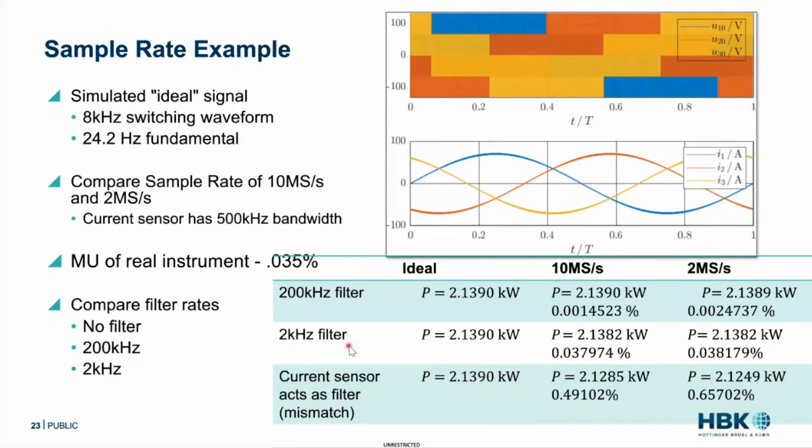Now let's look at a 2 kilohertz filter. Let's say I want the fundamental. All right, cool. Well, at 24 hertz, we're getting a lot of the rotational harmonics as well. 10 megasamples per second, 2.318 kilowatts. 2 megasamples per second, 2.318 kilowatts. These are the exact same number. Really, really identical here. So again, we're seeing almost the exact same number between the 10 megasamples and the 2 megasamples for a 2 kilohertz filter, which is still getting all of my rotational harmonics.